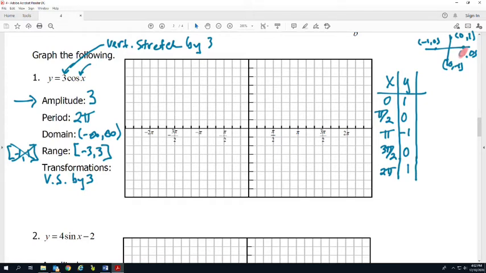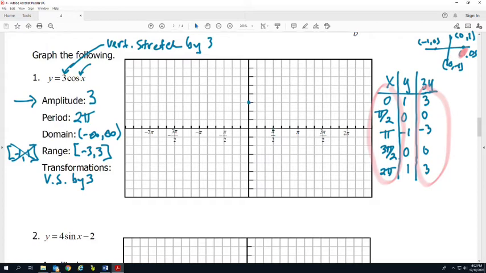So the transformation that we're doing is going to change the y values. We're going to stretch those y values by 3. So I'm going to multiply all my y's by 3. So this becomes 3, 0, -3, 0, 3. So I will be plotting these y's with these x's. Okay, so at 0, we're up here at 3.